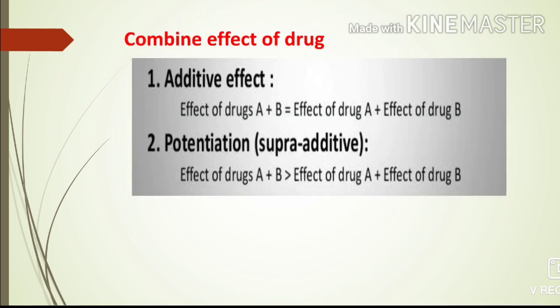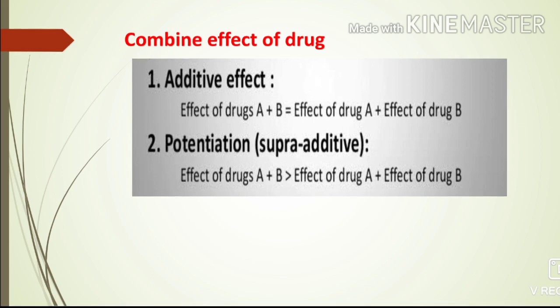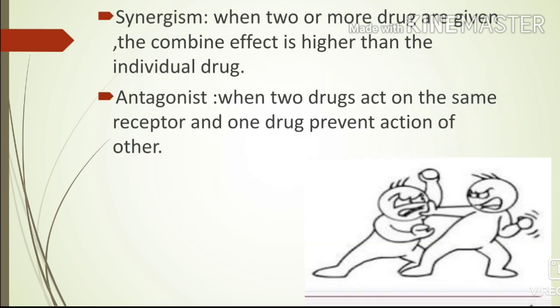Combined effect of drugs. Additive effect: when two drugs are given and the combined effect is equal to the sum of the individual drugs, it is called additive effect. Example, ibuprofen and paracetamol. Potentiation: enhancement of one drug by the other drug is called potentiation. Carbidopa enhances the effect of levodopa by preventing metabolism of levodopa. When two or more drugs are given and the combined effect is more than the individual ones, it is called synergism, and when one drug prevents the action of another drug, it is called antagonism.